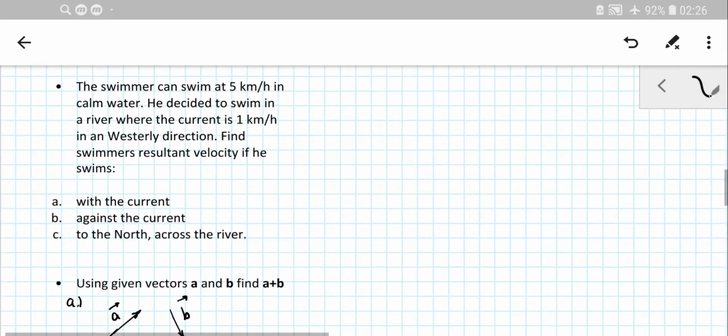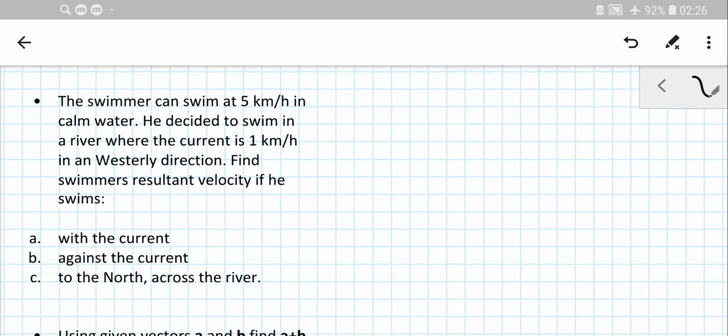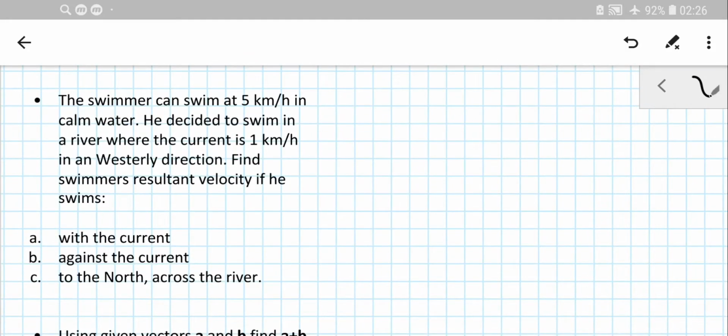So that's the word problem. Let's try to consider it. So here is the swimmer. He can swim at 5 kilometers per hour in calm water. So you understand that if the swimmer swims in a river, where there is drift or flow, obviously their 5 kilometers per hour will be changed according to the river direction. So actually, if the direction is the same as the swimmer goes, you need to add velocities because obviously the speed is going to be more as a resultant.